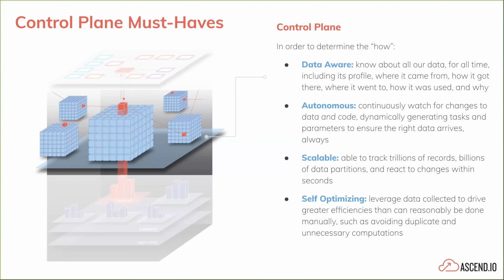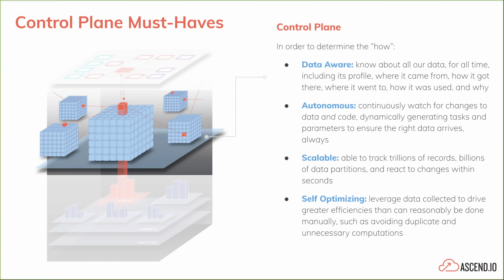And with a deep understanding of all of that, then the control plane can actually be autonomous, which is the second part here, figuring out what actually needs to happen, given its understanding of all the data and where it all is, in order to do the right thing and keep the what in sync.